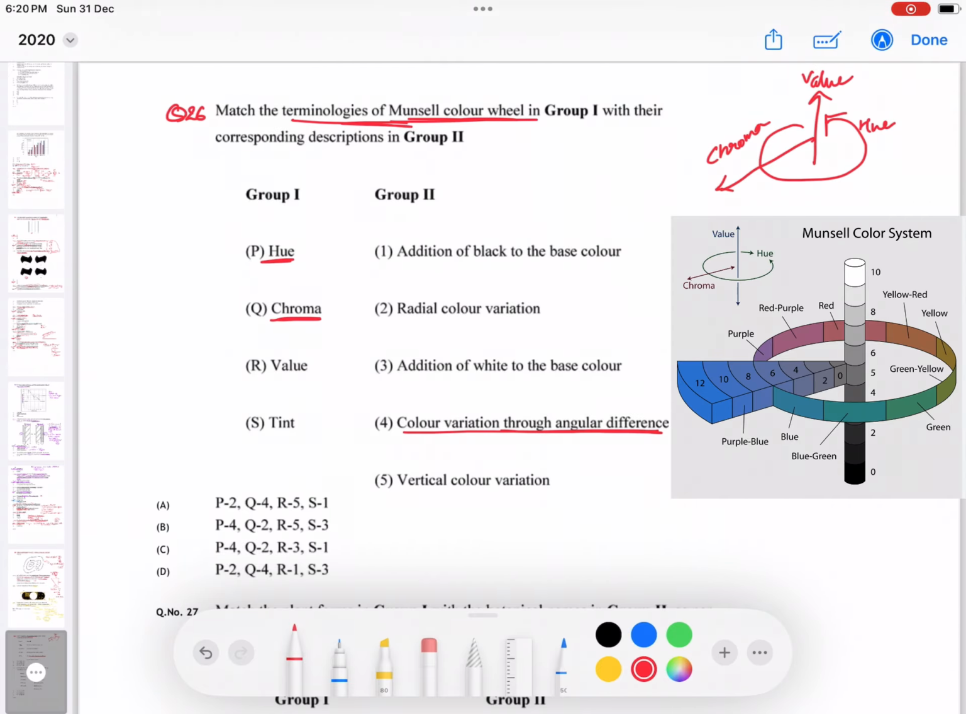Chroma is radial color variation. Value is what? It's the vertical color variation and its range is from 0 to 10. 0 is black, 10 is white. Tint is the addition of white to the base color. Okay, it is the tint. So the best match answer is B1. And also, what is the addition of black to the base color? It is shade. Okay, I hope you have understood this one as well.